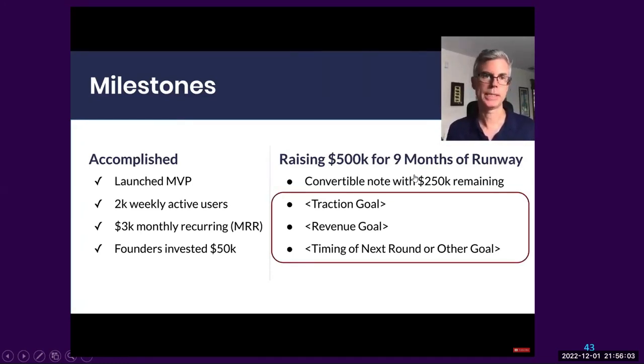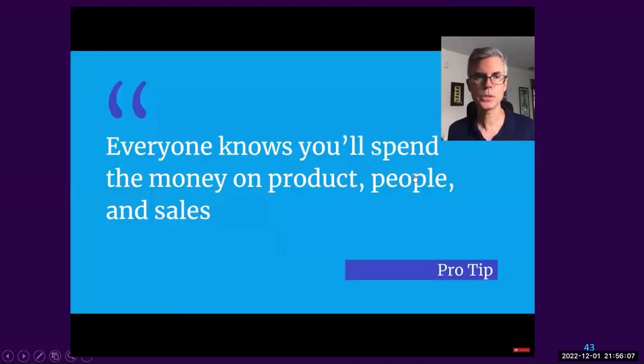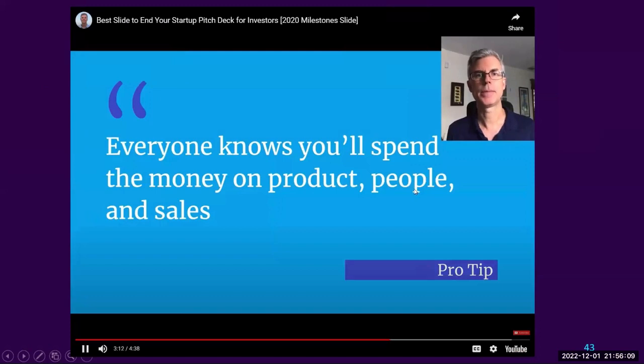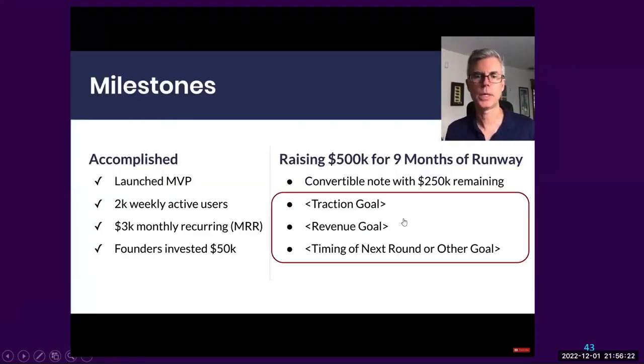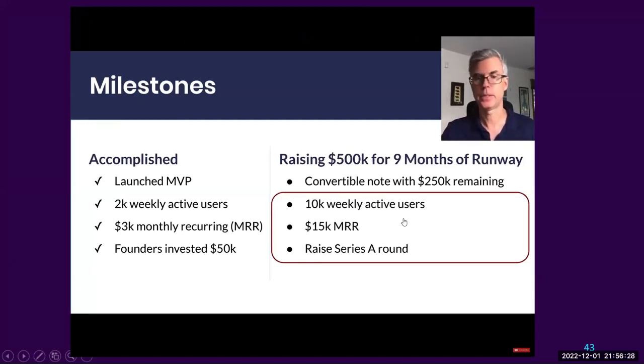this is another place where I see people not optimize. What happens is everyone wants to talk about how they're going to spend the money, but investors know you're going to spend the money on product, people, and sales. So there's no problem spending the money. If someone gives you $500,000, you're going to spend it. No problem. The question is, what does the money buy you? Where does it get you in terms of traction and revenue and the timing of the next round?